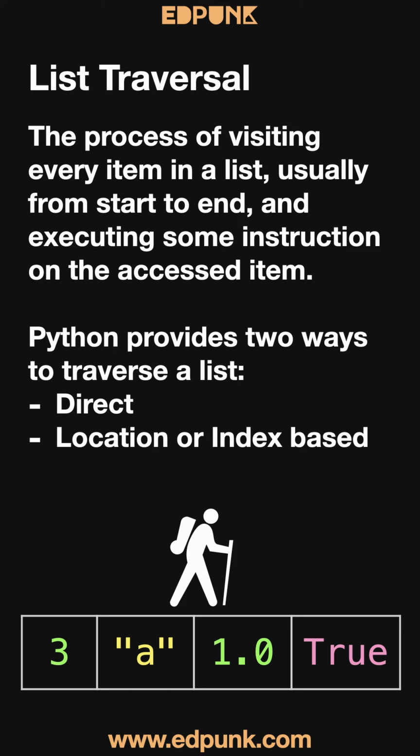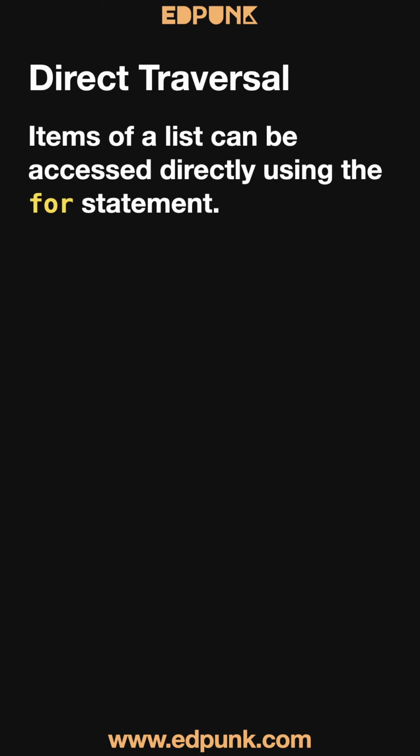Python provides two ways to traverse a list: direct traversal and location or index based traversal. Let us check out each of these traversal methods in detail. In direct traversal, each item of a list is accessed directly and sequentially using the for statement.